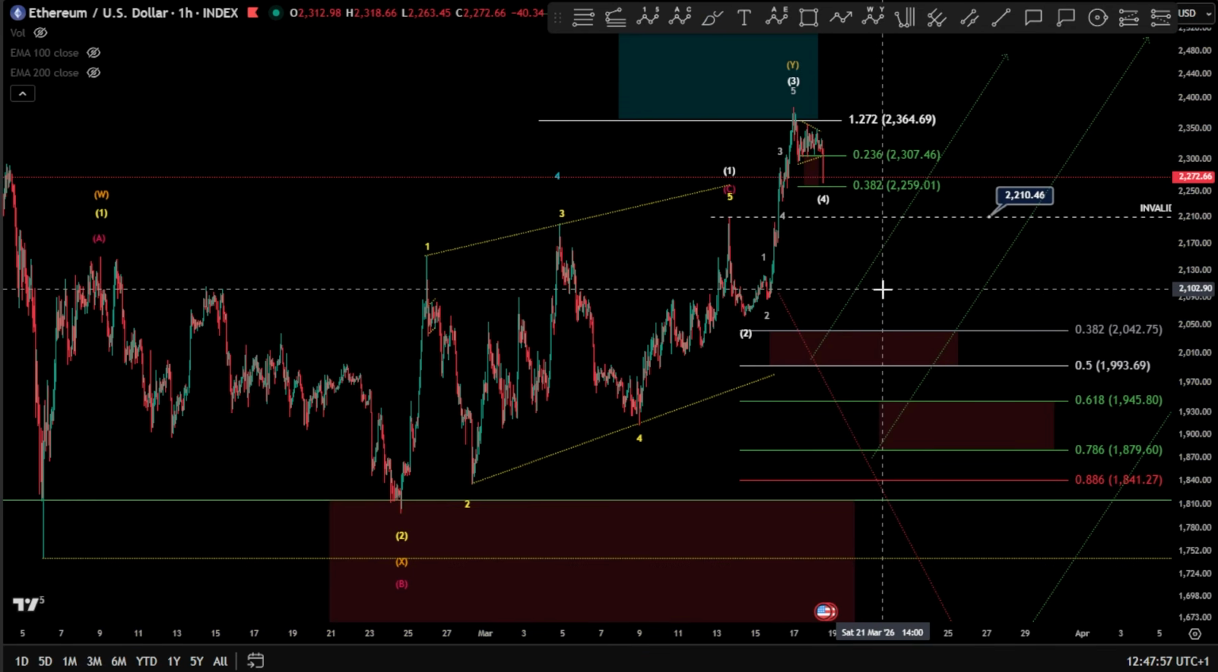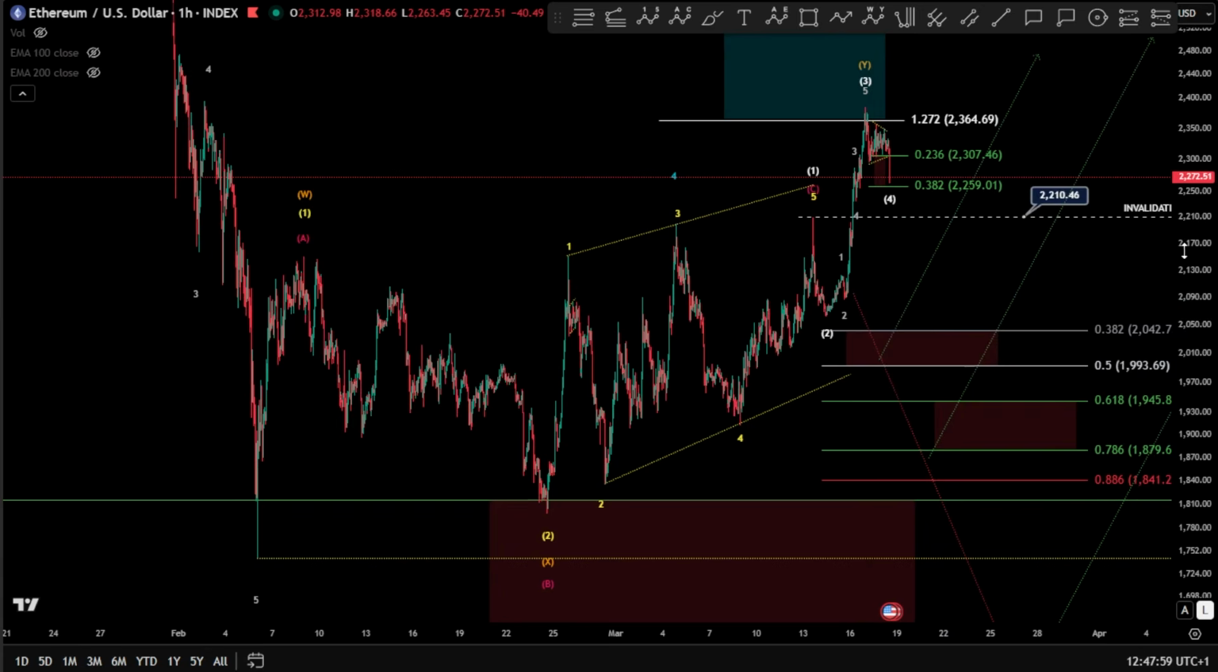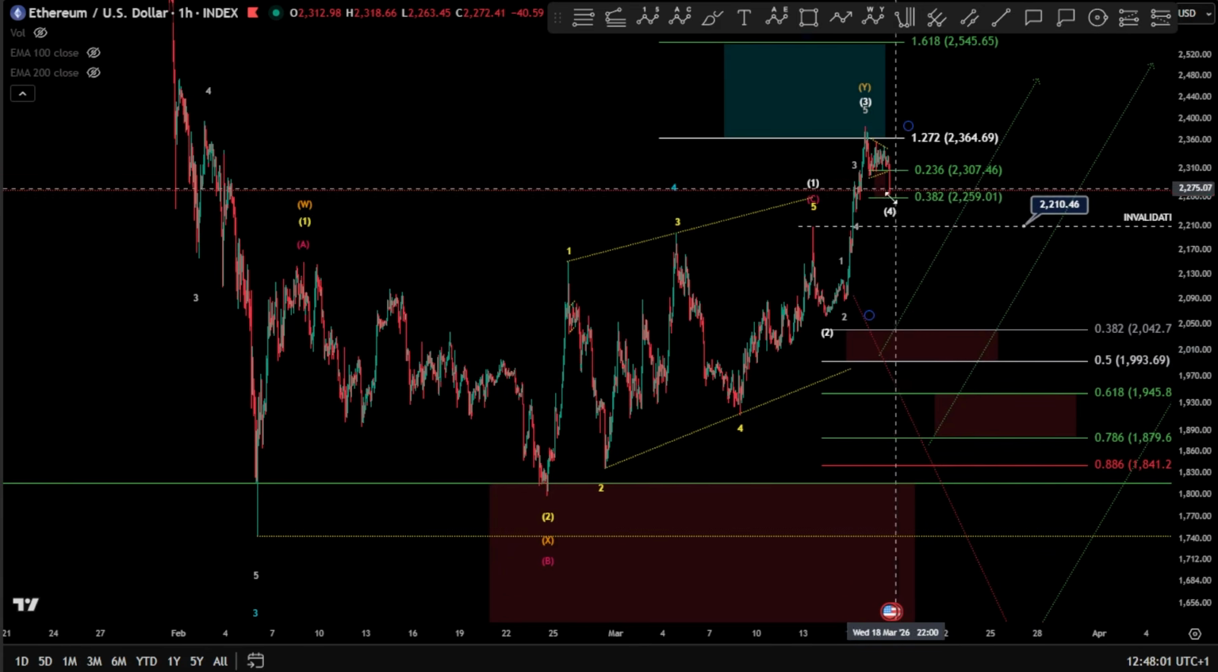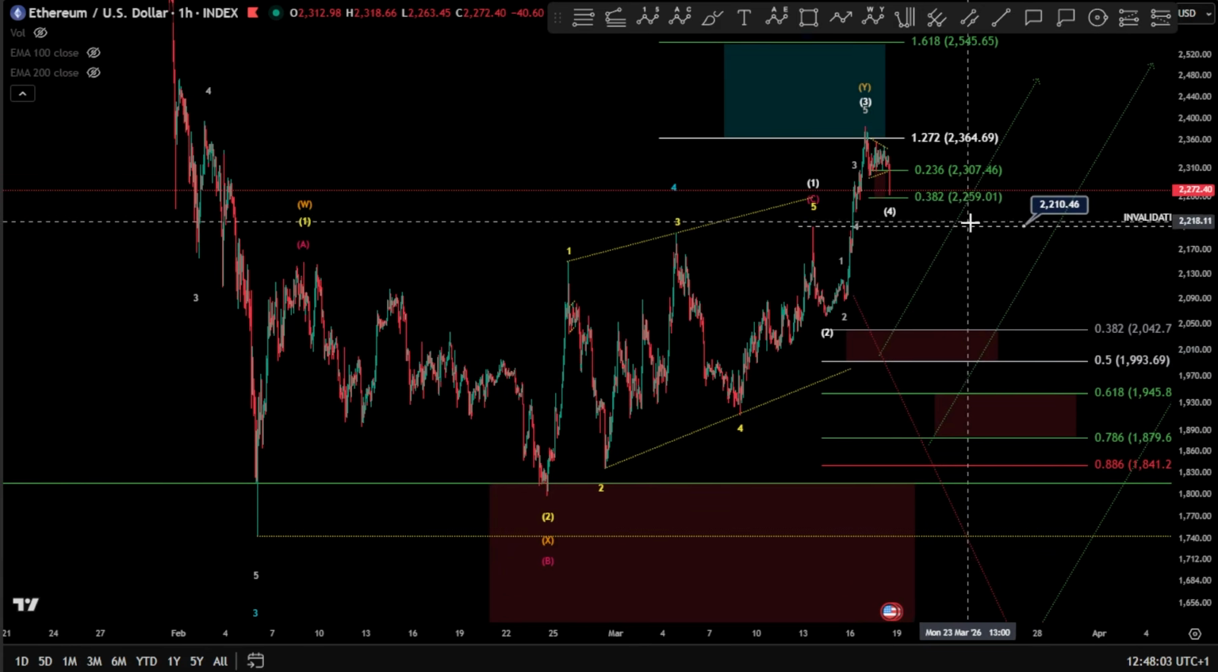So we'll see how this is going to unfold for Ethereum in the next days, or I would say today, and we might get an answer, nobody knows.